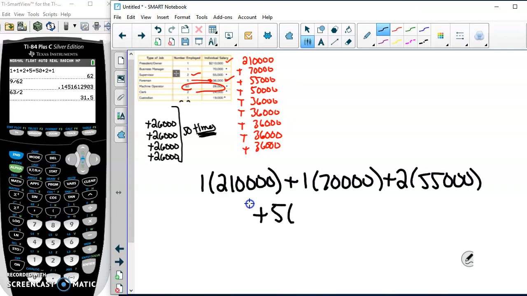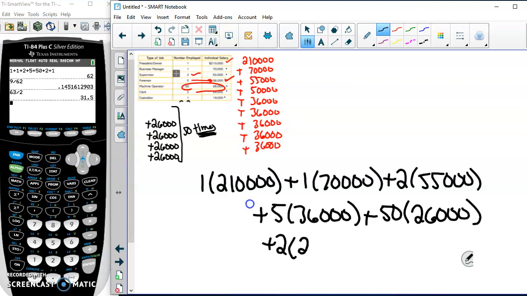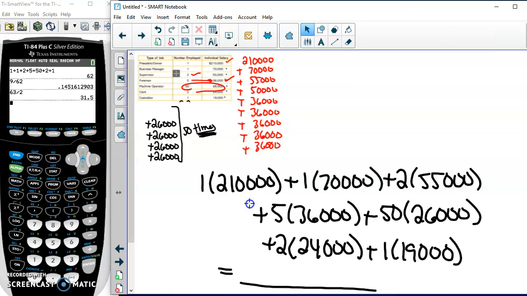And then 5 salaries of 36,000, and then 50 salaries of 26,000. So we're just multiplying it, plus 2 salaries of 24,000, plus 1 salary of 19,000. I'm going to give you guys a second to use the calculator and figure out what that number is, and I'm going to pause this and do that also myself.